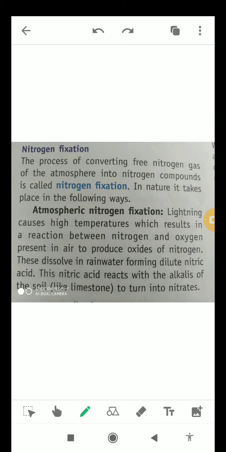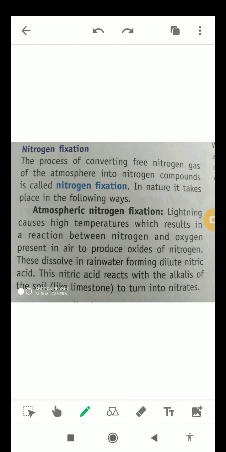Nitrogen fixation is a process in which the free nitrogen which is present in the atmosphere in the form of gas, as we all know, because that is available in the atmosphere at 78%, is converted into nitrogen compounds, and that's why it is known as nitrogen fixation. In nature, it takes place in the following ways.